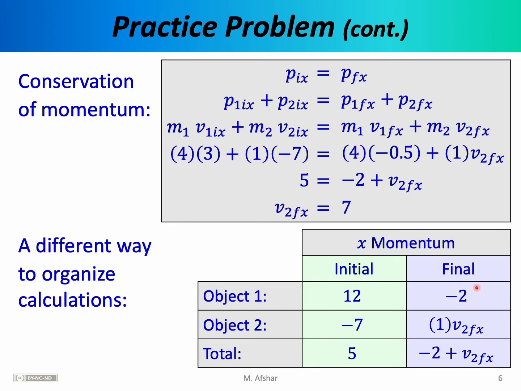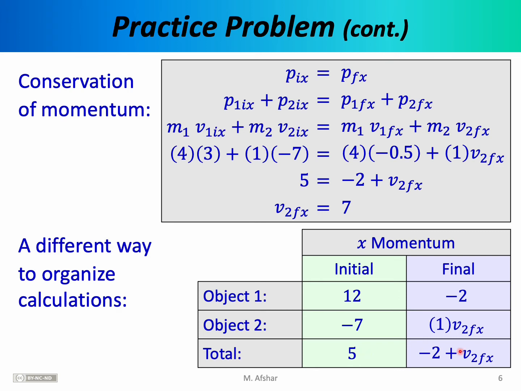After the collision, I can calculate the final momentum of object 1 because its mass and final velocity are known. That's minus 2. However, for object 2, I know its mass, but I do not know its velocity, so I'll just write it as 1 times v2fx. When I add those together, I get minus 2 plus v2fx. The principle of momentum conservation says that the initial total momentum must equal the final total momentum.